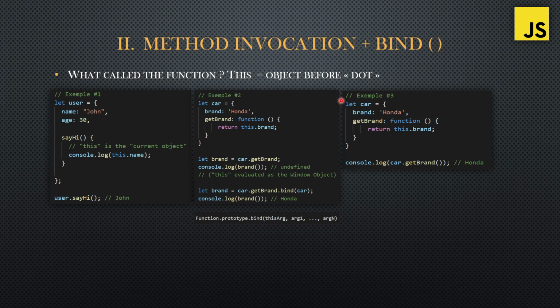Here in the third example, you have the same example. And what is the object before dot? This will be car. So you want to return car.brand, which will again be Honda.